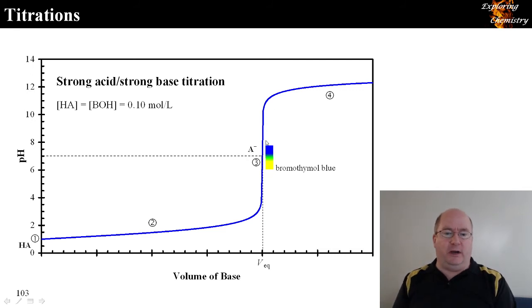After the equivalence point, you just have strong base, and it's going to limit out at a pH of about 13, which is what you'd get from a 0.1 mole per liter strong base solution.